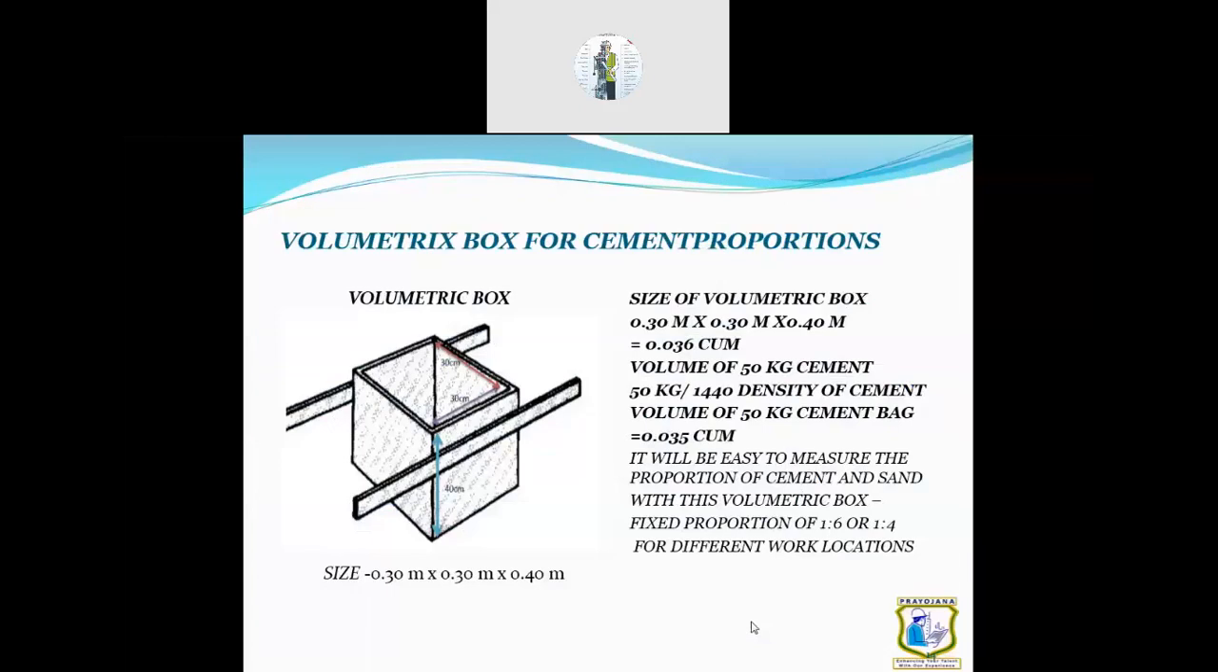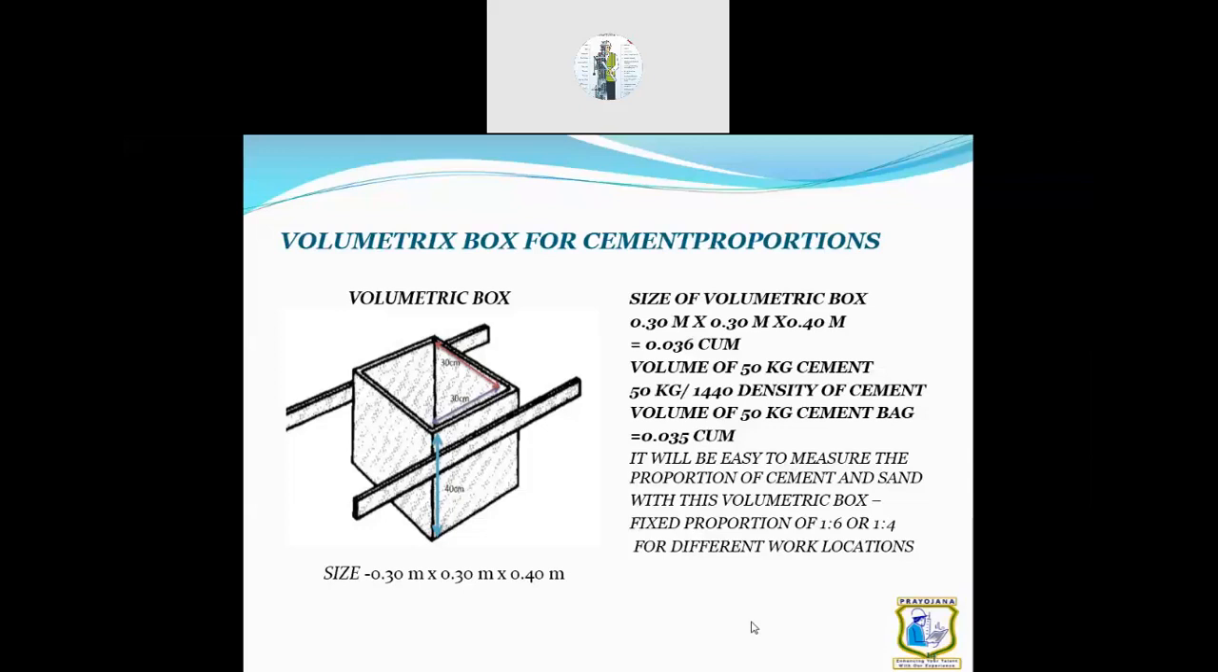Okay, again, this volumetric box plays a major role in doing the mix design of 1:6 cement mortar. As we have explained in the plastering, the same process. You have to have 0.3 by 0.3 by 0.4 meter. So the volume of the box is 0.03 cubic meter.